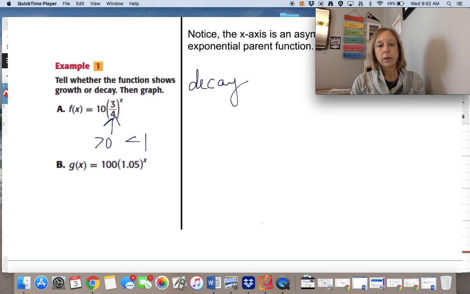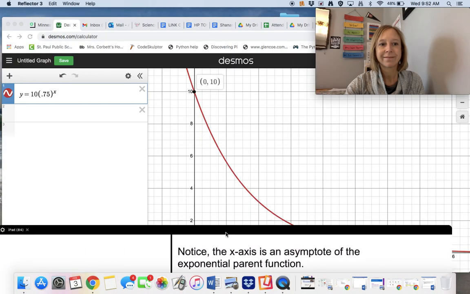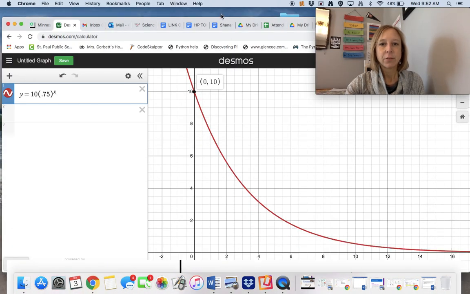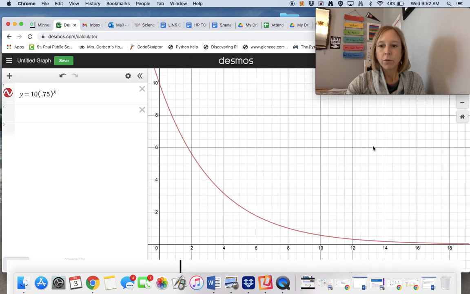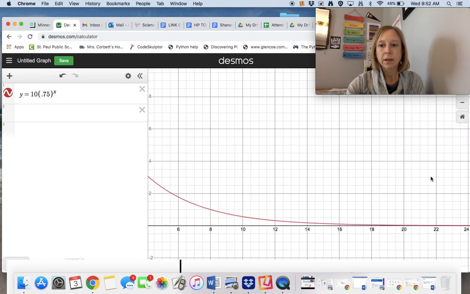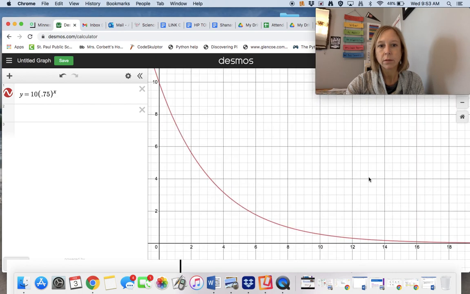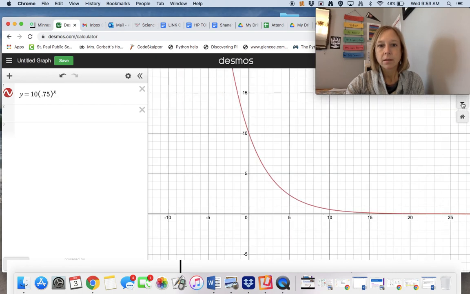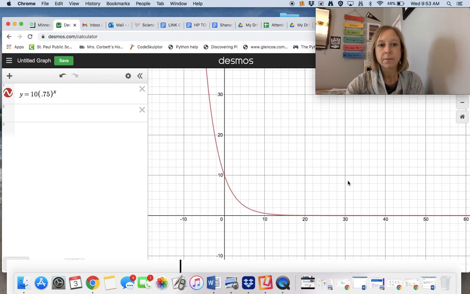Now to graph this, we can make a table. It is also okay to use Desmos. So I'm going to pull up a Desmos graph right behind me here. And here we can see this graph on Desmos. I can see my y-intercept is 10. If I look over to the right, I notice that it is approaching the x-axis again. The asymptote is 0, y equals 0, or the x-axis. So if I zoom out, it'll never actually go below that x-axis.